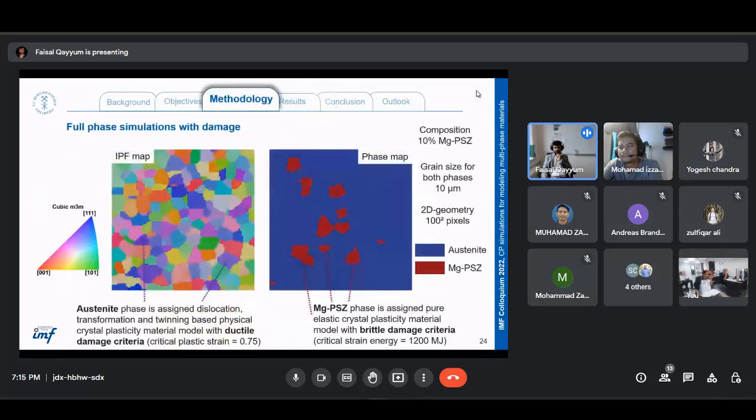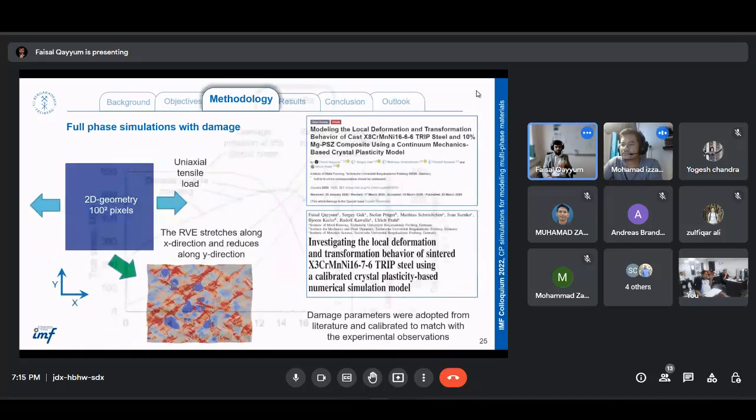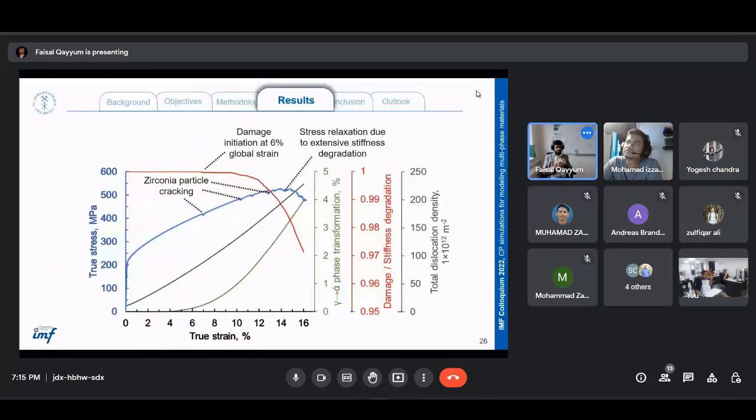what I have shown here. At the bottom corner, you will see that for the model with brittle damage criteria, the critical strain energy for the zirconia particles was set at 1200 megajoules. So this drives when the zirconia particles will crack, and when they are cracking, there is slight stress relaxation, and that is visible as a kink here. Because the crack is a brittle behavior, right? So yes.